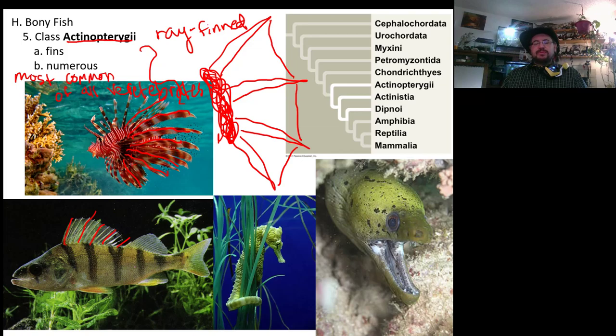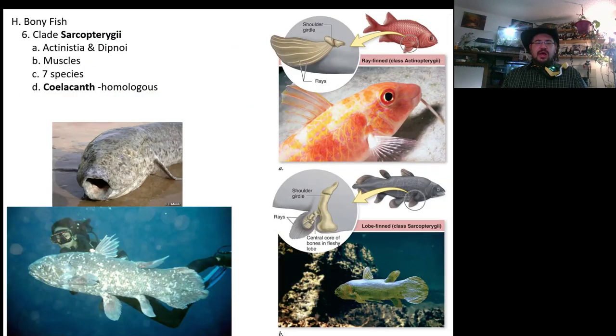We can contrast Actinopterygii with the clade Sarcopterygii. Sarcopterygii are the lobe-finned fish. Lobe-finned fish are a little bit different, right? They come in two varieties. We have Actinistia, which is right here. They are the coelacanths. And we have Dipnoi right here. And these are lungfish. Both of them belong to Sarcopterygii.